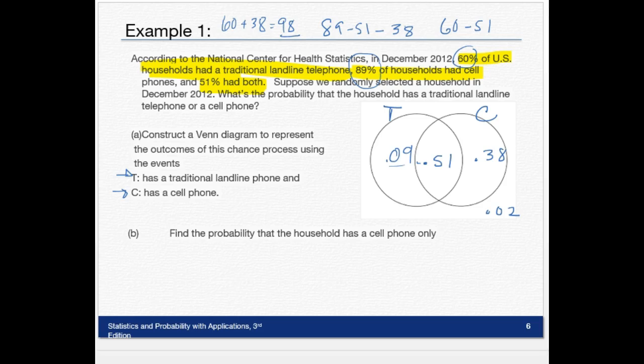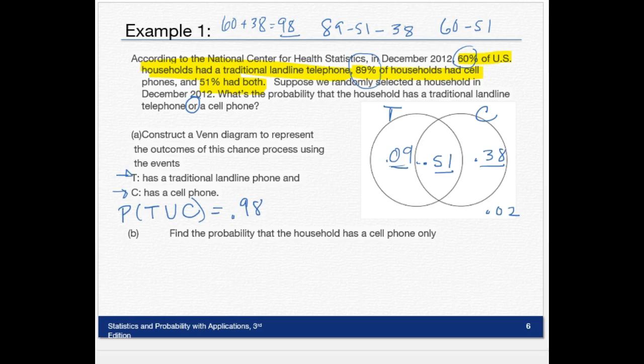Okay? Now, using this information, I can answer this question. What's the probability that the household has a traditional landline or a cell phone? So notation would look like this. Probability, traditional landline, or cell phone. Okay? And remember, the "or," when you do Venn diagrams, is all of the stuff in the circles. All three of these. Okay? If we added them up, which we did earlier, we got 0.98.